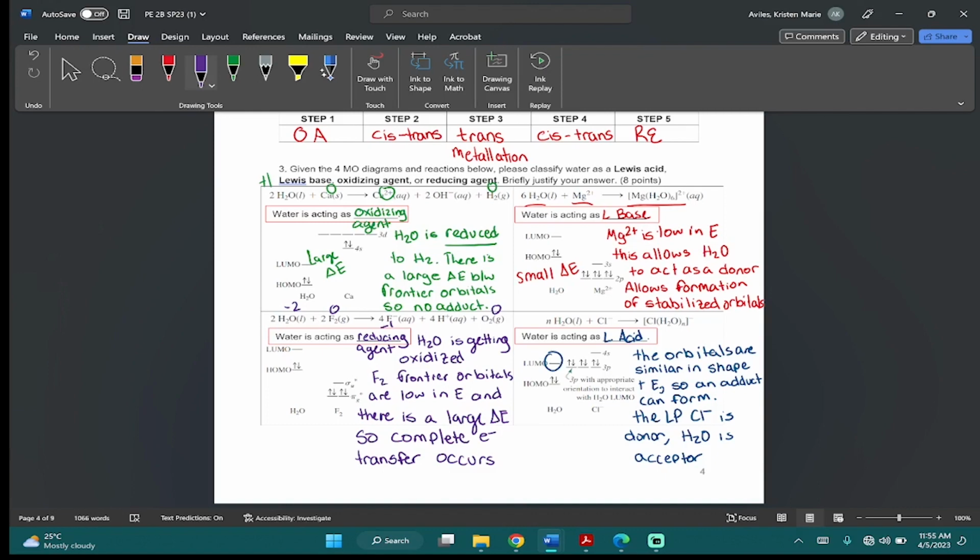Lewis acid and base is a small change too, right? Yes, so Lewis acid, Lewis base, small delta E. So that's why they can form an adduct, because they're so close in energy to each other and they have similar orbital shapes.